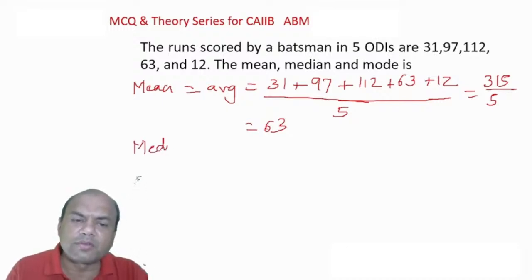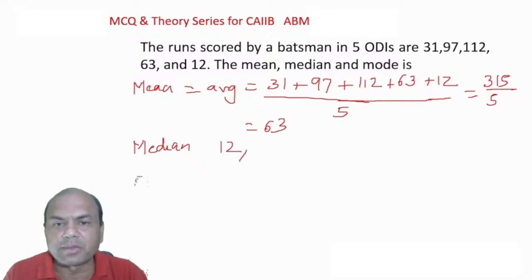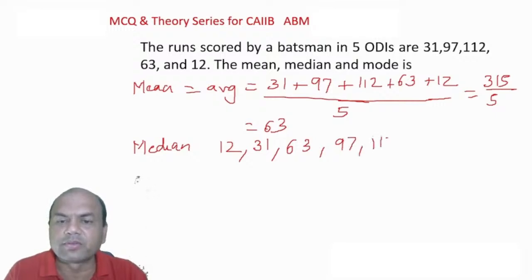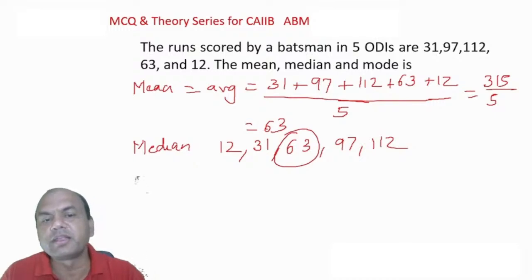Median means always arrange them in the serial order. Means what? From the lowest to highest. We'll arrange them in ascending order. 12. Then what is the next one? After 12, 31. After 31, 63. After 63, 97. After 97, 112. Okay, so which is the median? The central one. This is my median.